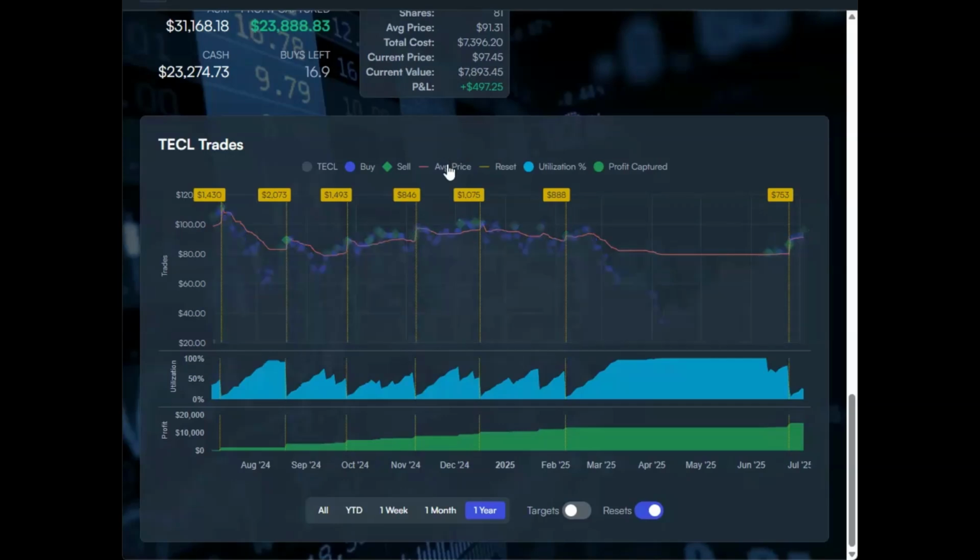This line that flows through the middle of the chart is your average price per share. You can see how it is affected by each buy and sell. This row here is a representation of your cash being deployed. As cash is deployed into the market, this grows. As cash is pulled back out due to a profit capture, this drops back down. This last line is a measure of when profits were captured.